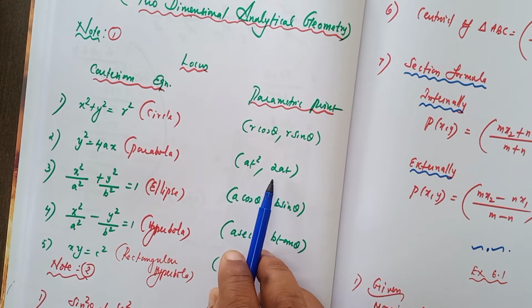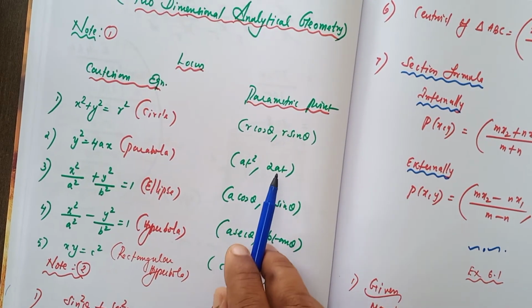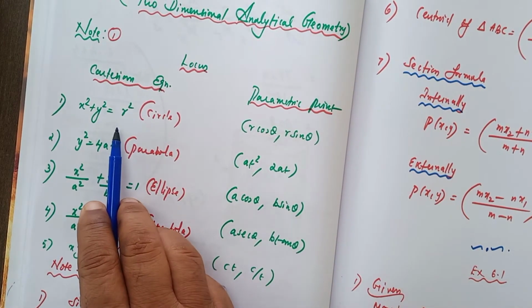This is the parametric point for that parabola, a t square comma 2at. And r cos theta comma r sin theta is the parametric point for the circle.